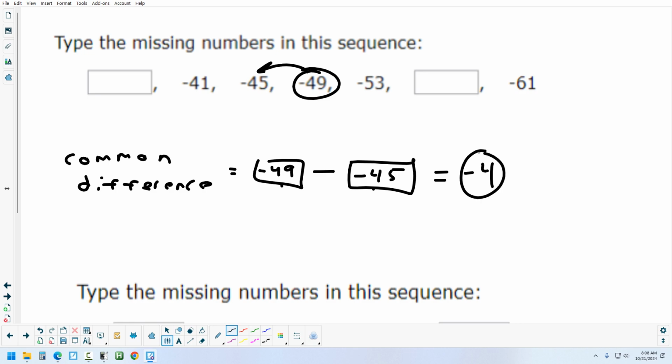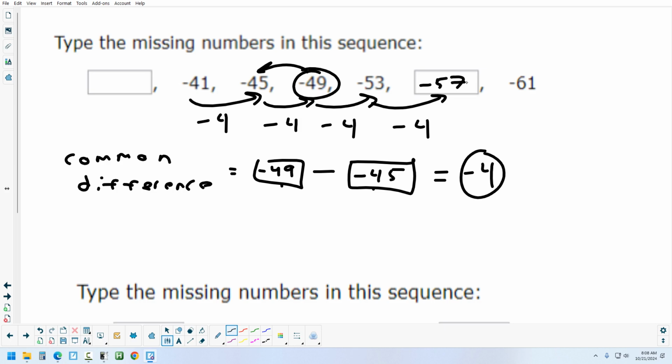Now that's what we're doing each time to get from one term to the next. We are subtracting 4. So we go here, minus 4, minus 4, minus 4, and then to get that one, you're going to minus 4 again. So what's negative 53 minus 4? Negative 57. Negative 57, yep.